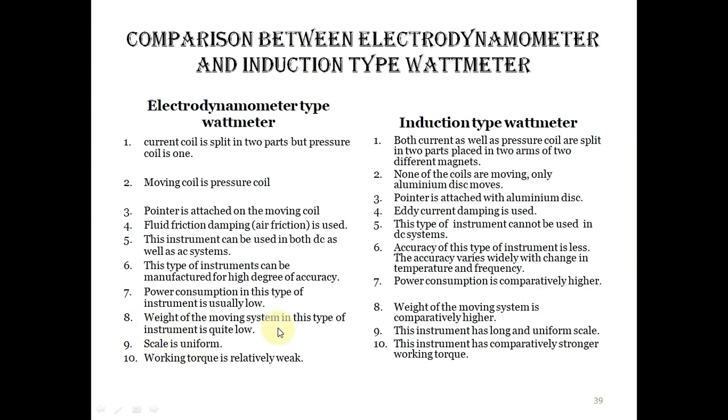Weight of the moving system in the electrodynamometer is quite low, whereas in the induction type it is comparatively high. In the electrodynamometer, scale is uniform; the induction type instrument has a long scale. Working torque in the electrodynamometer is relatively weak, whereas the induction type instrument has comparatively stronger working torque. So that's all for the section.